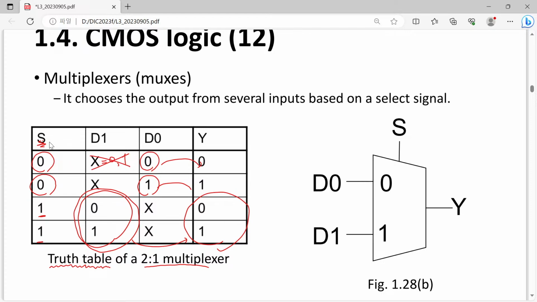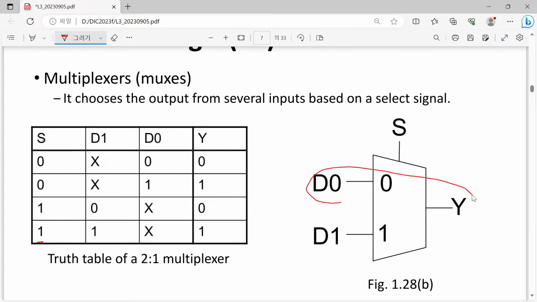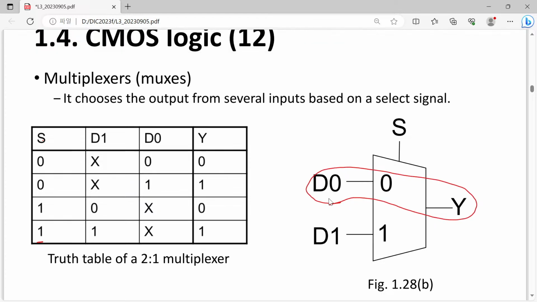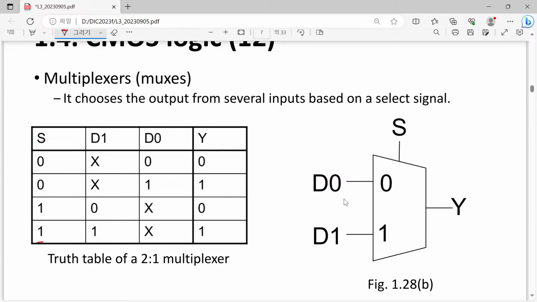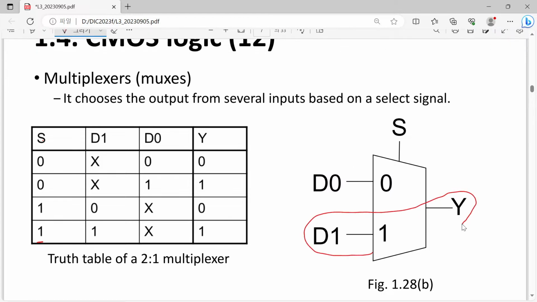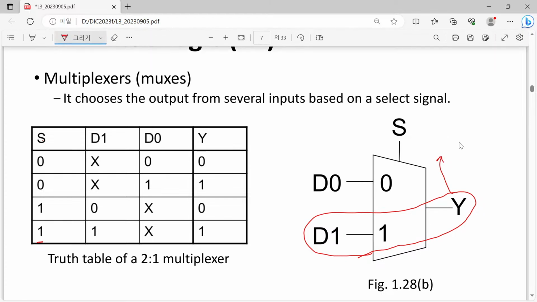Then how can we implement this one with our digital circuits? That was our previous question, and we now understand this one. From the viewpoint of the D0 to Y case, this is a kind of tri-state. I think it is better to think about this path first. The path from D1 to Y can be regarded as just a tri-state buffer.